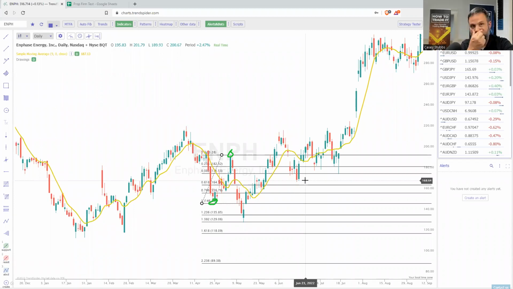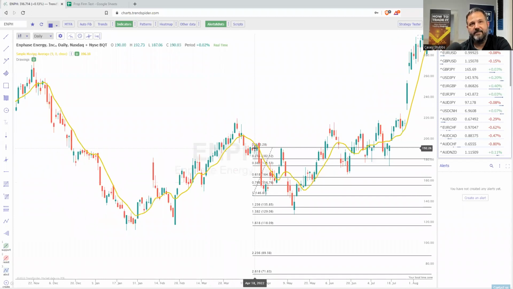It's too deep of a pullback. And so that would have helped me avoid this trade. And like I said, we're not going to win every trade, but if it's a deep pullback like that, I'm not going to take it. Okay. So let's take a look at this one. This one might have been a losing trade.